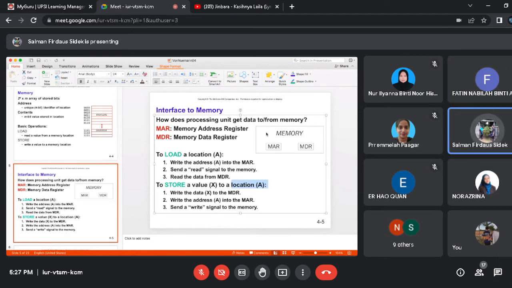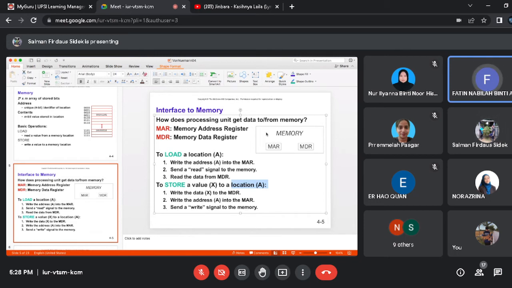Wait. Apa yang berlaku? What is happening during the second step tu? Data registered dalam MDR. Yes, data is registered into MDR. Okay, next. Next, control unit read data daripada MDR ke CPU. Okay, which part of CPU? Dekat temp. Yes, untuk store.